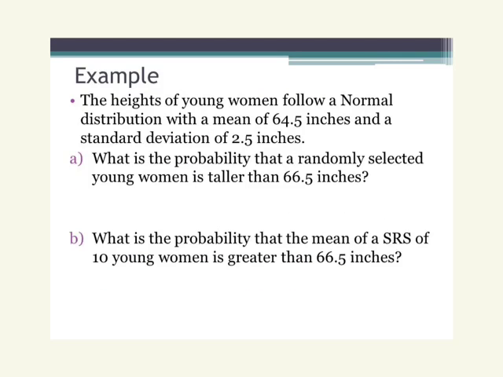In this example, again, we're going to talk about the heights of young women. We dealt with this the other day in our post-it note example, but we know that that follows a normal distribution. Once they tell us that it follows a normal distribution, I'm free to use a normal distribution. I don't have to verify anything. We stated the other day that the heights of women follow a normal distribution with a mean of 64.5 inches and a standard deviation of 2.5 inches. So, part A says, what is the probability that a randomly selected young woman is taller than 66.5 inches?